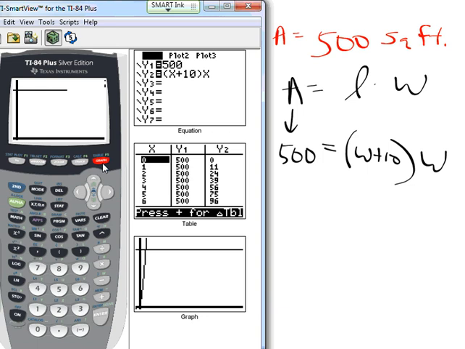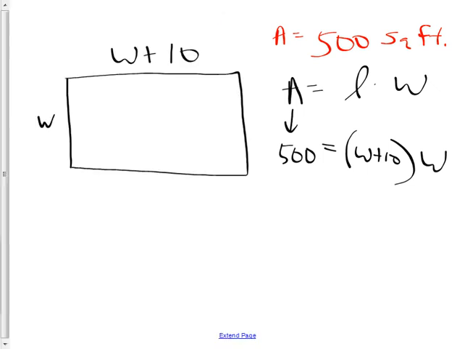Can I see where they cross? Yes. As long as I can see them crossing, I'm going to go second, Calculate, Intersect. Enter, enter, enter. Because there's only one I need, I'm going to just be able to do it quick. I don't need to look for the negative one, because that wouldn't work anyway. 17.9. So what did I just figure out? X, or W in this case, is 17.9.